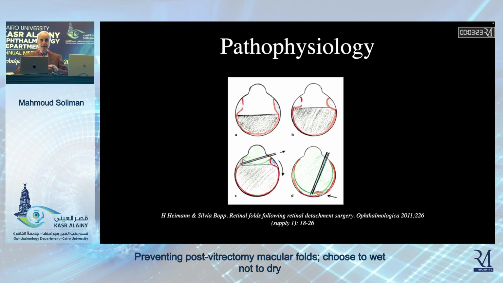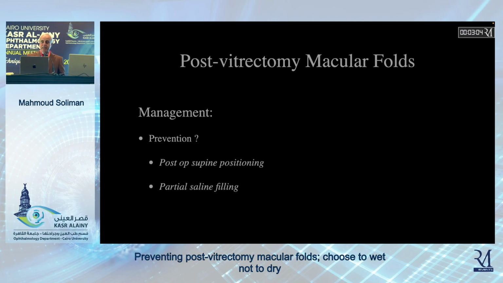What happens, as you can see here, is that we fill the eye with PFCL. The subretinal fluid in the periphery is entrapped. Then we do a fluid-air exchange, and some fluid remains. That fluid goes down and is entrapped in the foveal area and causes the foveal macular fold, which is again a very nasty problem.